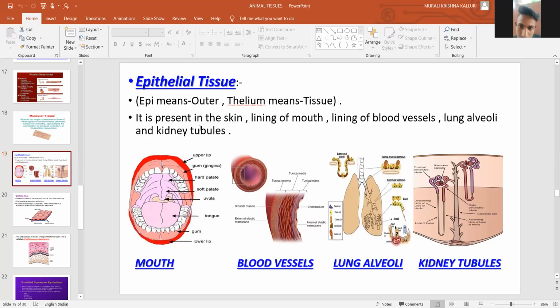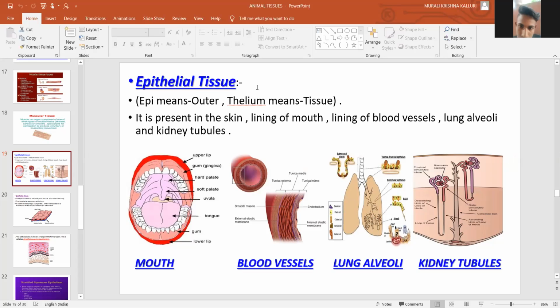And it is present in the skin, lining of mouth, and lining of blood vessels, and lung alveolus. The alveolus is the structural and functional unit of lungs. And kidney tubules. The kidney tubules are also covered by epithelial tissue.